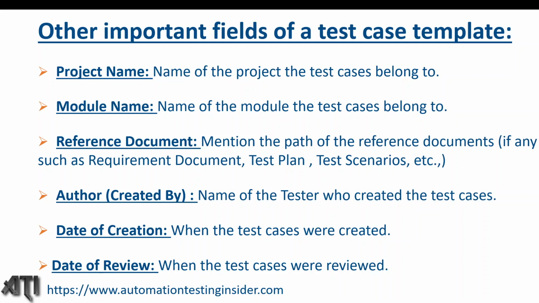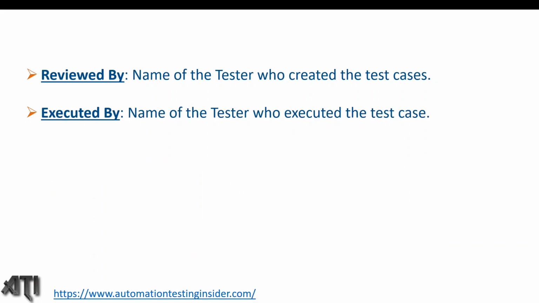Maybe there will be a separate worksheet as well. Generally we make this in an Excel document, and there is a separate section called revision history, where we mention who reviewed, what the review date is, and all those things as well. And reviewed by, the name of the tester who reviewed the test cases. There is a spelling mistake over here.